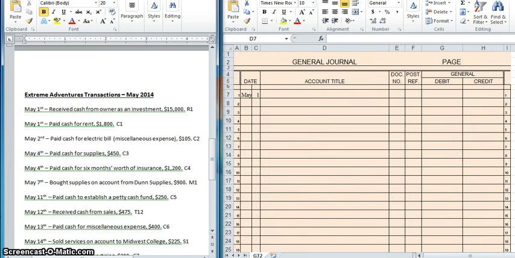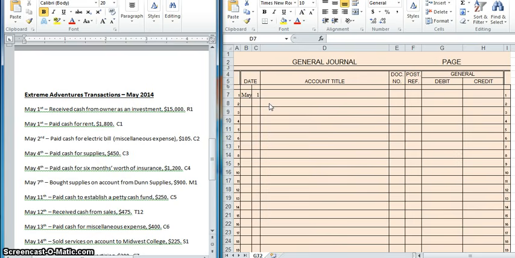Okay, so the very first transaction we're going to do is right here on May 1st. And it says that we received cash from owner as an investment. And that was for $15,000. All right, so to be able to do this transaction, I need to record it over here in my general journal. And just a quick reminder, you are always going to record the account that is the debit transaction first, and then directly beneath that you will record the account that is the credit transaction.